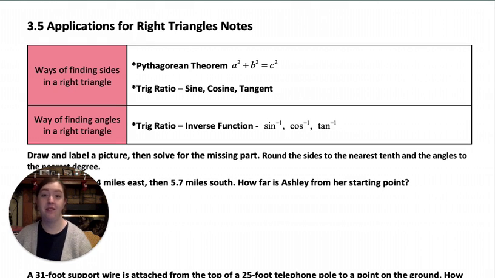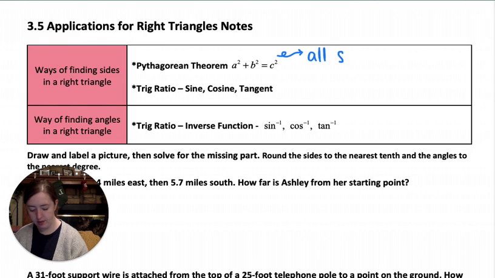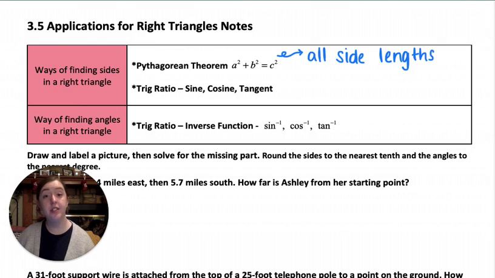So basically, word problems. Quick little reminder of the Pythagorean theorem: a squared plus b squared equals c squared. We're going to use this whenever we have all side lengths. So if we're given two sides of a triangle and need to find the third, then we'll just use the Pythagorean theorem.